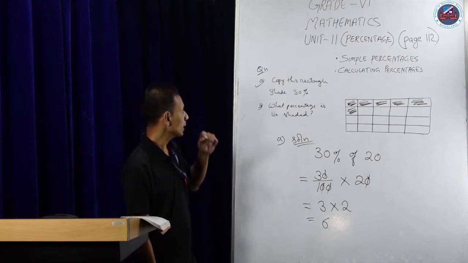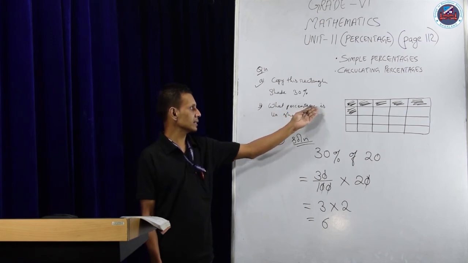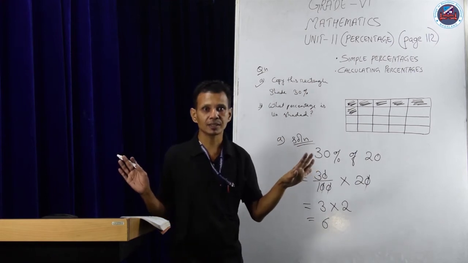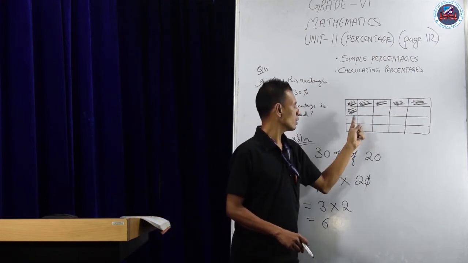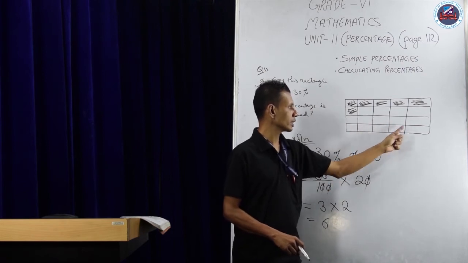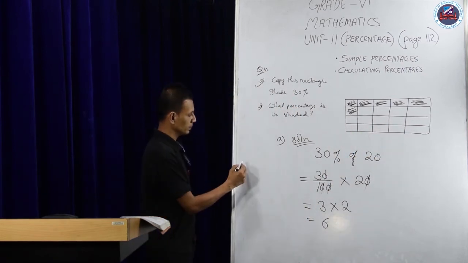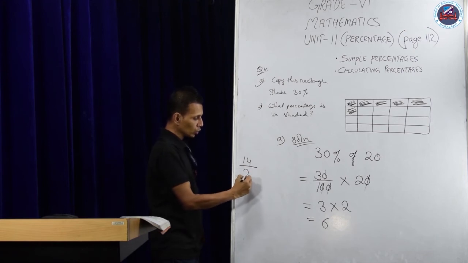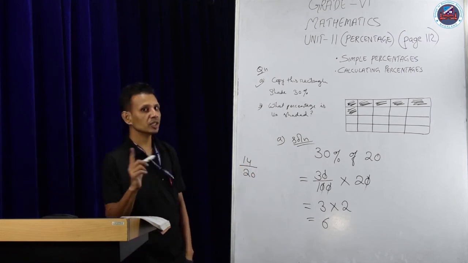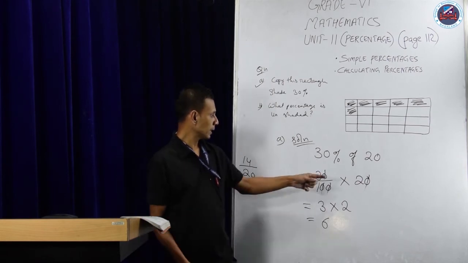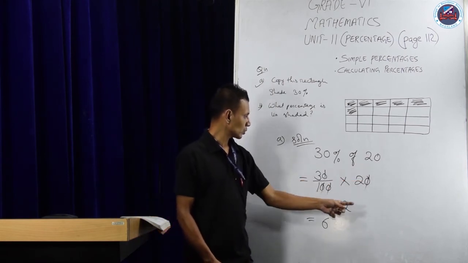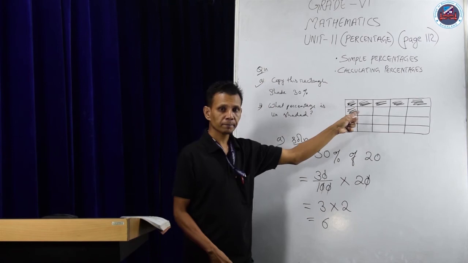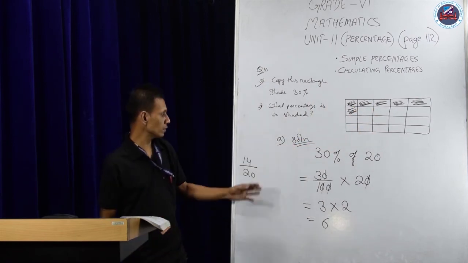Is that correct? Now, what percentage is unshaded? What percentage is not shaded? These are the ones. 1, 2, 3, 4, 5, 6, 7, 8, 9, 10, 11, 12, 13, 14. 14 out of, how many boxes are there? Out of 20, 14 is not shaded. You agree? Out of 20, 6 is shaded. See? Again, out of 20, obviously 14 is not shaded.